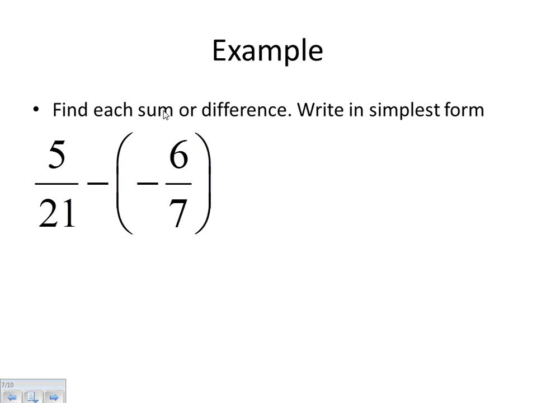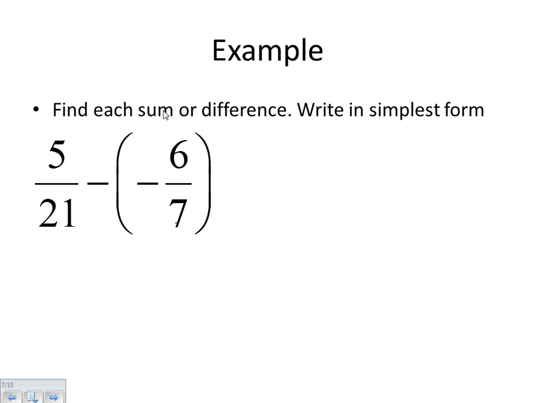All right, so now we're into subtracting. In this problem, 5 over 21 minus a negative 6 over 7. All right, so we are going to look at this, and we know that we can't just go ahead and subtract them like this because of our unlike denominators. Okay, so we've got to go in and we've got to make our common denominators.